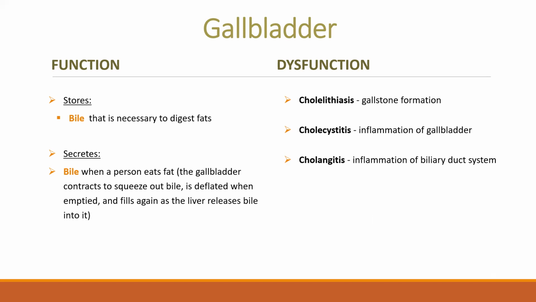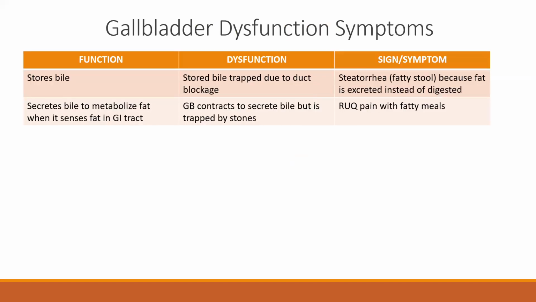Under dysfunction, three things occur. Cholelithiasis is gallstones, cholecystitis is inflammation of the gallbladder, and cholangitis is inflammation of the biliary duct system. When the biliary duct is blocked, like from a gallstone, the bile doesn't get to the small intestines, fat isn't absorbed, so it passes through the GI system undigested and exits the body in the stool. The symptom would be steatorrhea, fatty stool.